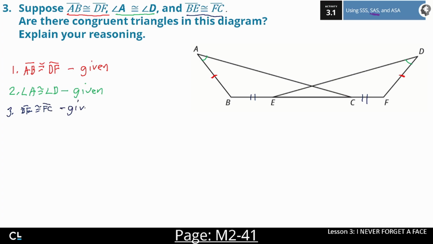It's given. But one thing I want us to notice here: we have an angle, we have a side, and we have another side. Angle, side, side. What does that spell? ASS. There's none of that in math. But another thing we need to realize, BE, this segment, that's not a side of a triangle. Neither is CF. That's not a side of a triangle. So even if this was an angle side side, would we have any congruency here? No. We cannot tell that these triangles are congruent.